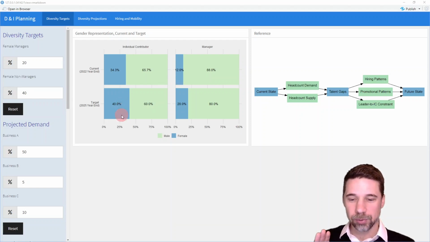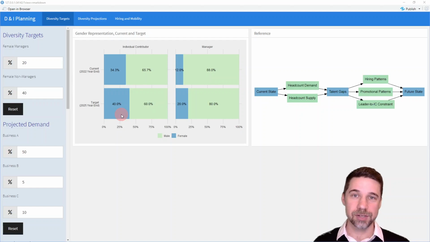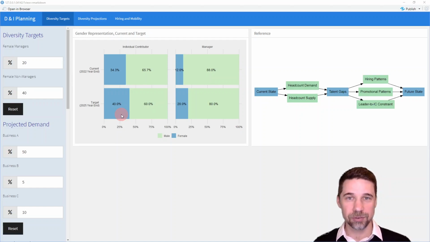And then below that, we can see the targets that this organization has set for itself. So by the end of 2025, over a 3-year time horizon, this organization hopes to be at 40% female for individual contributors and 20% female for managers. So these look like great goals, but how do we actually achieve these over a 3-year time horizon?